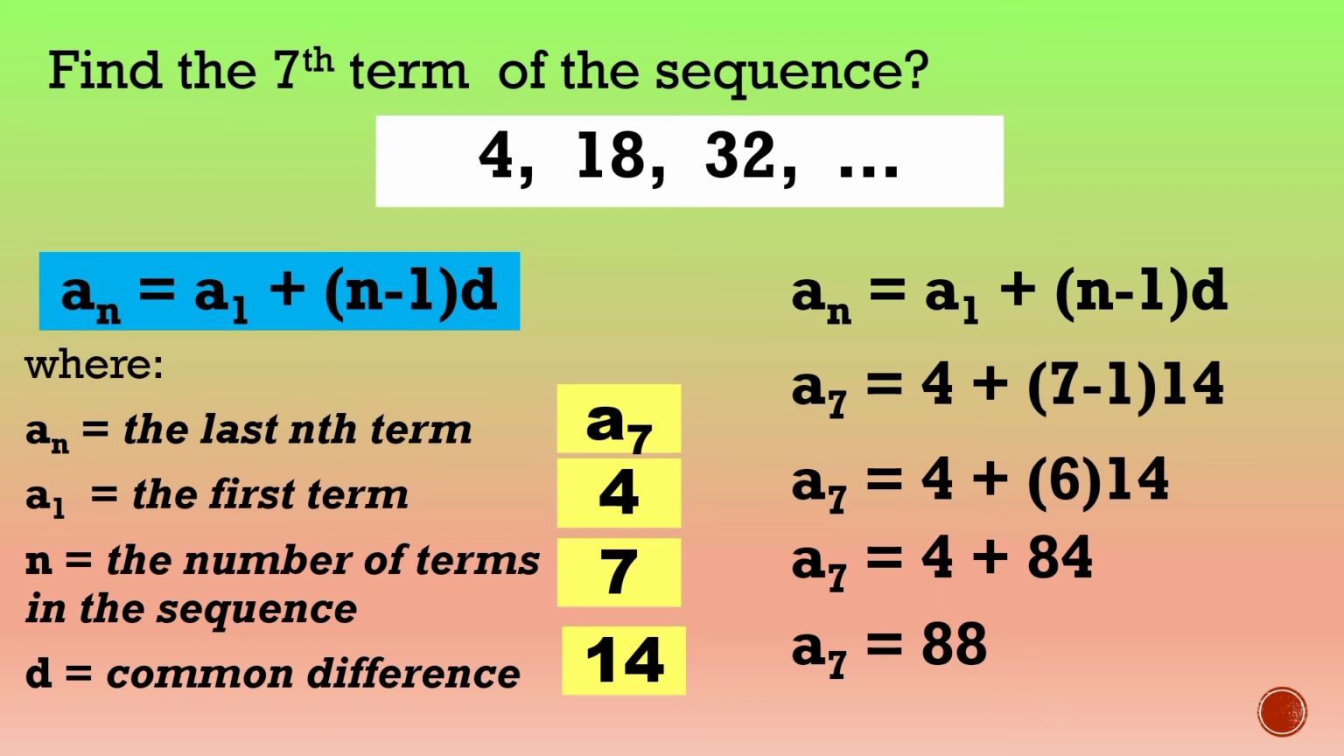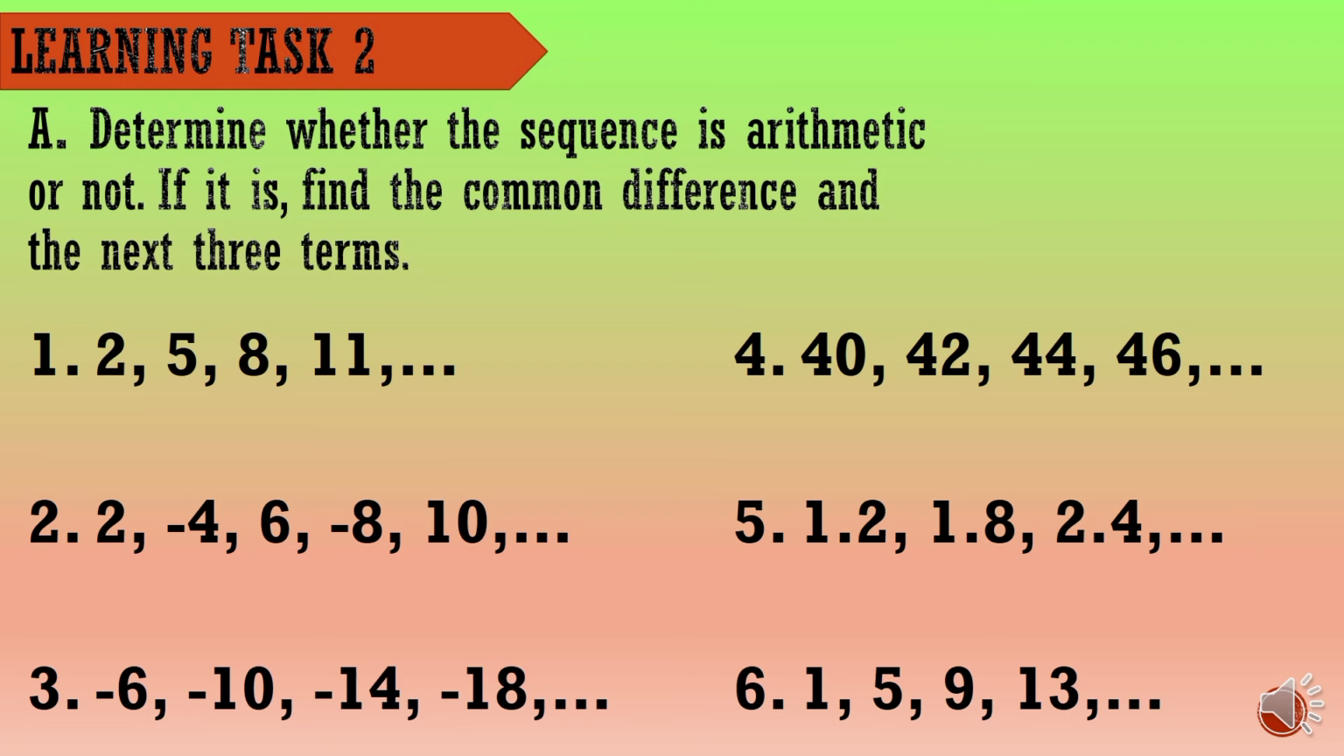Naintindihan ba ang ating example? Now, please get your answer sheet for the week 2. Now, let's do learning task number 2, letter A. Determine whether the sequence is arithmetic or not. If it is, find the common difference and the next 3 terms. This activity is composed of 6 items. You will be given 2 minutes to finish the task. So, are you ready? Timer starts now.